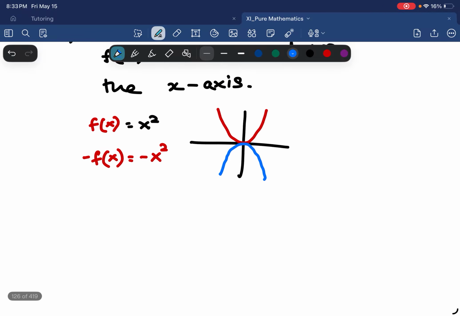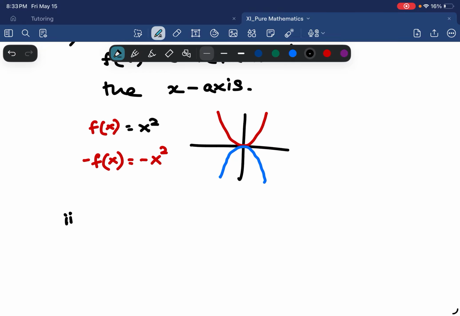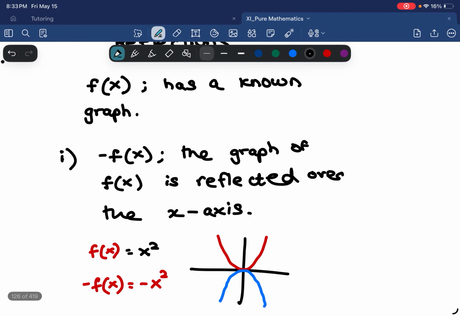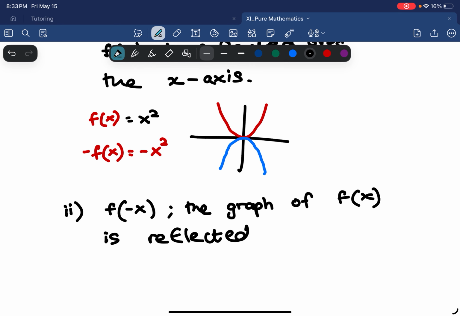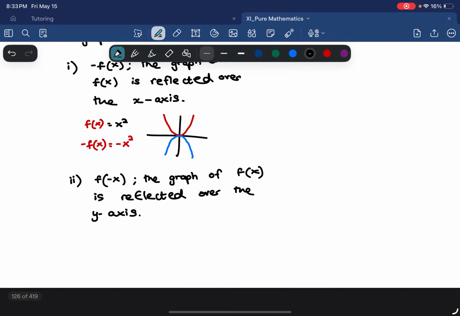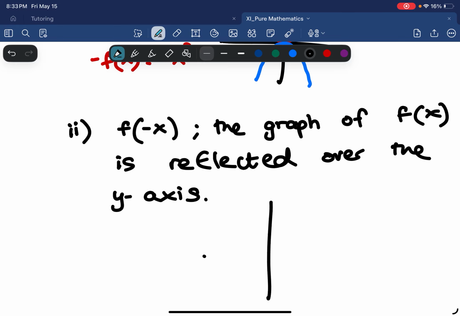All right. So number 2, f of minus x is the graph of f of x reflected over the y-axis. And that's all you need to know. And we can look at one example of this.